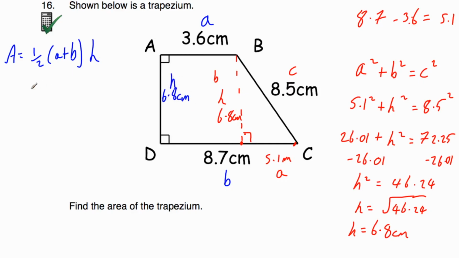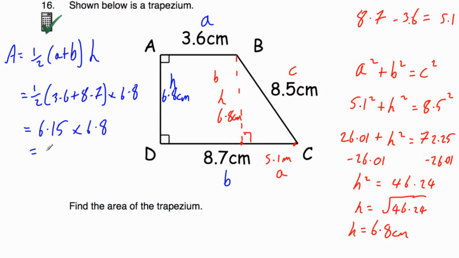So let's substitute those into our formula. We've got a half, and then in brackets, a plus b, so that's 3.6 plus 8.7, times the height, which is equal to 6.8. When we put that into our calculator and work it out, 3.6 plus 8.7 is equal to 12.3, divided by 2 is equal to 6.15, and then multiplied by 6.8. When we work that out, that's equal to 41.82 centimeters squared. So that is the area for our trapezium.